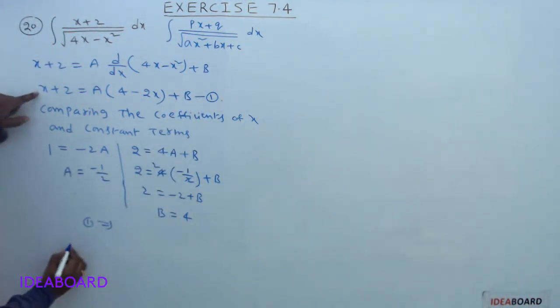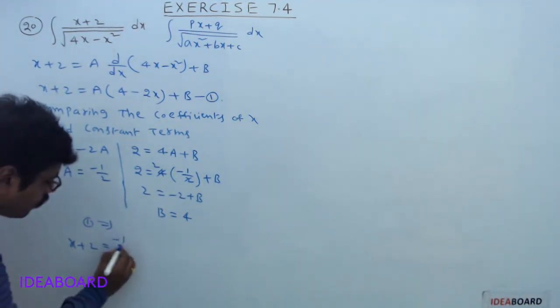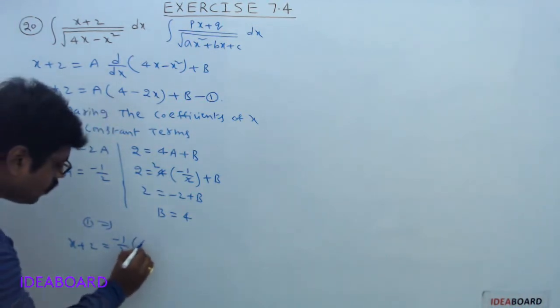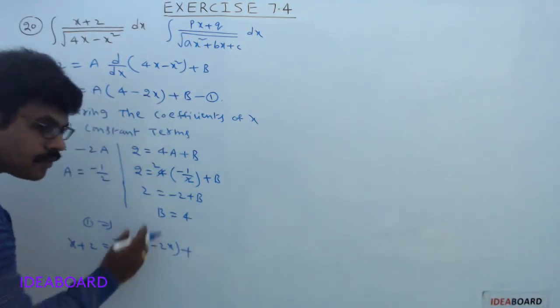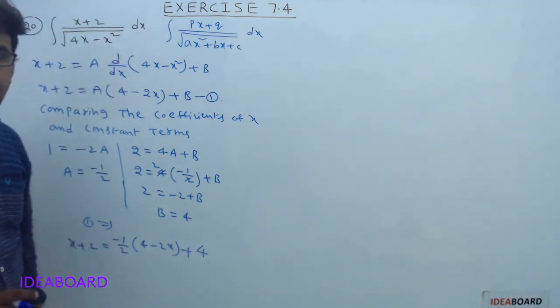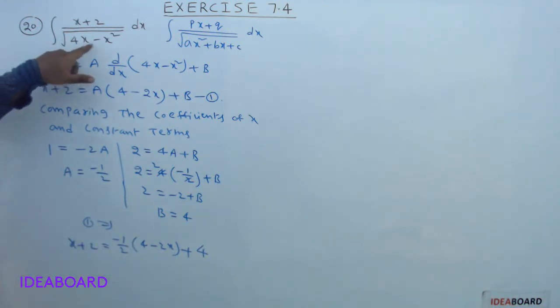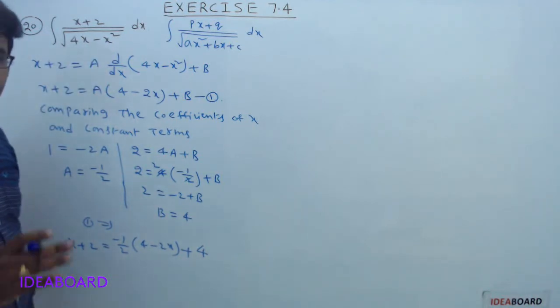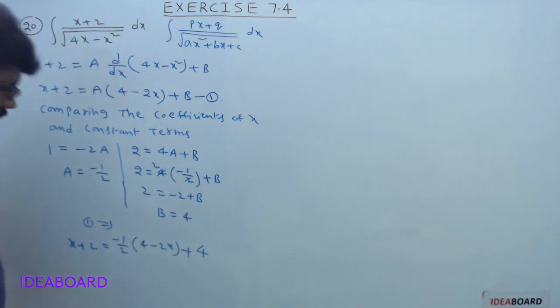So what is equation 1? X plus 2 equals a into, what is your a value? Minus 1 by 2 into 4 minus 2x plus b. So plus, what is b value? 4. Now what is your given problem? Integral x plus 2 divided by square root of 4x minus x square dx. Now divide this equation on both sides with the square root of 4x minus x square. What is our next step? Divide this equation on both sides with the root of 4x minus x square.